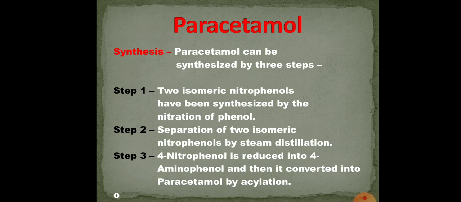Synthesis of paracetamol. This is very important point. Paracetamol can be synthesized in 3 steps. We can see step first, step second, and step third. In step first, 2 isomeric nitrophenols have been synthesized by the nitration of phenol. Second step, separation of 2 isomeric nitrophenols by steam distillation, and in third step, 4-nitrophenol is reduced into 4-aminophenol and it is converted into paracetamol by acylation.